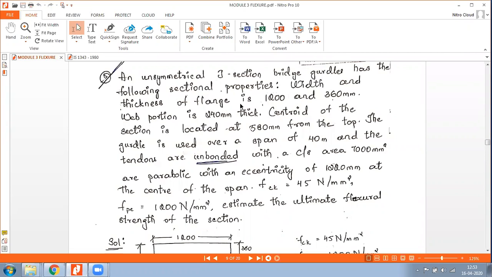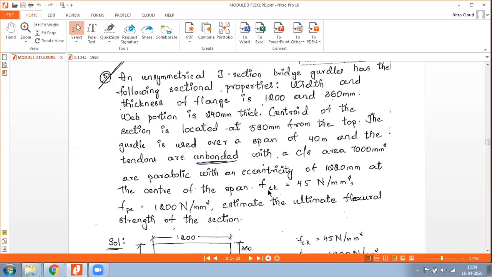Width and thickness of the flange is 1200 mm and 360 mm. Web portion is 240 mm thick. Centroid of the section is located at 580 mm from top. The girder is used over a span of 40 meters and the tendons are unbonded with a cross-sectional area of 7000 mm square. The tendons are parabolic with an eccentricity of 1220 mm at the center of the span.